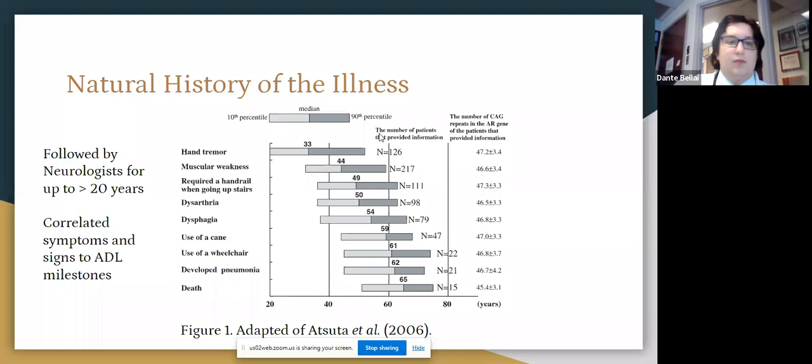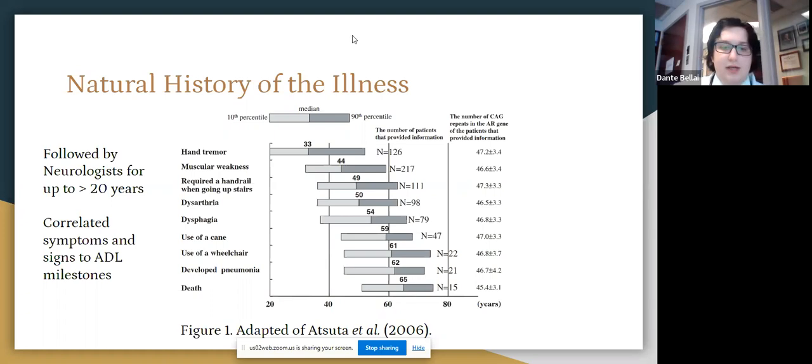So for instance, one would expect that on average in the cohort of patients by one's 30s, one would experience hand tremor. By one's 40s, muscular weakness and the use of a handrail when going upstairs. This progresses very slowly to dysarthria in the 50s, dysphagia, the use of a cane by the end of your 50s, wheelchair use being more commonly reported in one's 60s, and then of course aspiration pneumonia, which is one of the most common causes of death. Respiratory failure is another one, but pneumonia is what they reported here, and then later death in one's mid-60s.